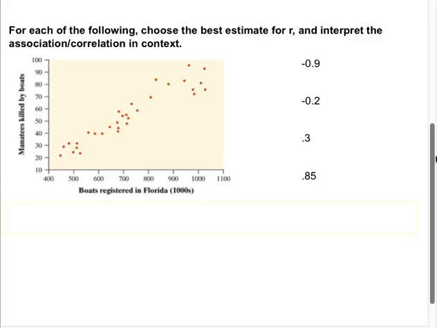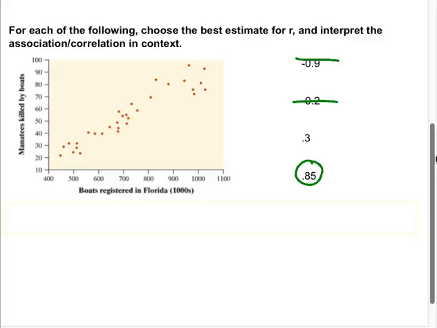So first off, I think you can rule out the negative ones right away. You can definitely see that this is a positive relationship. You can see that it's definitely on the stronger side, okay? You can see a distinct linear pattern happening here. So I'd say the R value 0.85 would probably be the most appropriate, okay?